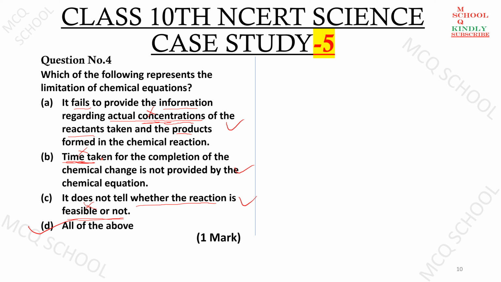Next, time taken for the completion of the chemical change is not provided. That is also true, that time is not given in that equation representation. And third, it doesn't tell whether the reaction is feasible or not. Yes, this is also true, because sometimes the equation may be written but there are conditions where the possibility of that reaction is not there because of additional requirements. So all of the options are correct. These are the limitations of chemical equations which are normally written, but these limitations still remain with those equations. So the answer is all of the above.